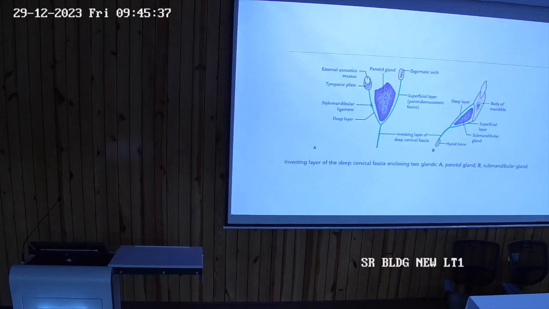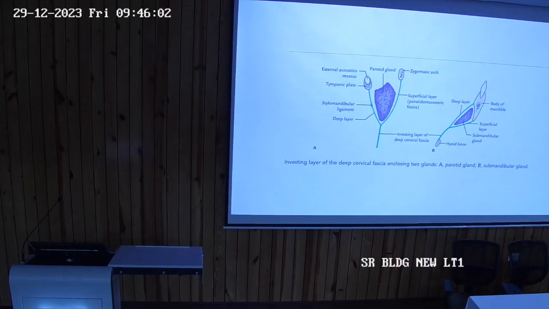Deep lamina is thin. It covers the deep surface of the parotid gland. Nothing new, deep lamina hai. And it attaches to the tympanic plate and mastoid process of the temporal bone. Styloid process, sorry. Tympanic plate and styloid process of the temporal bone. Is it clear?